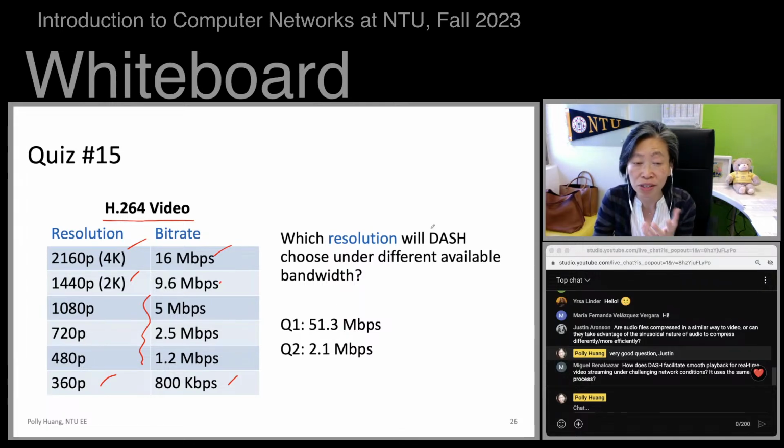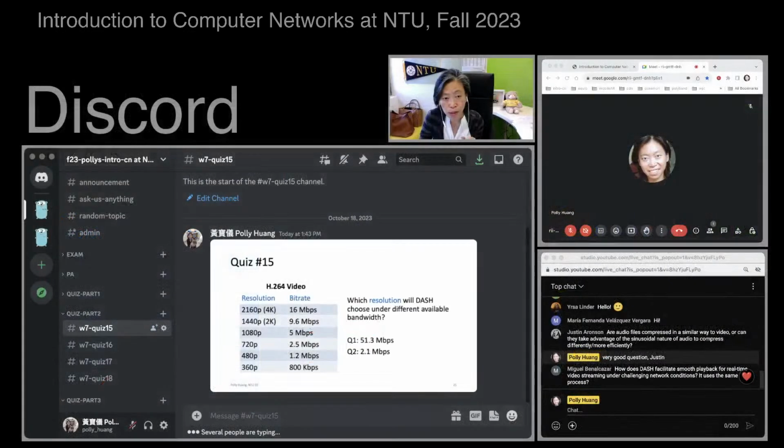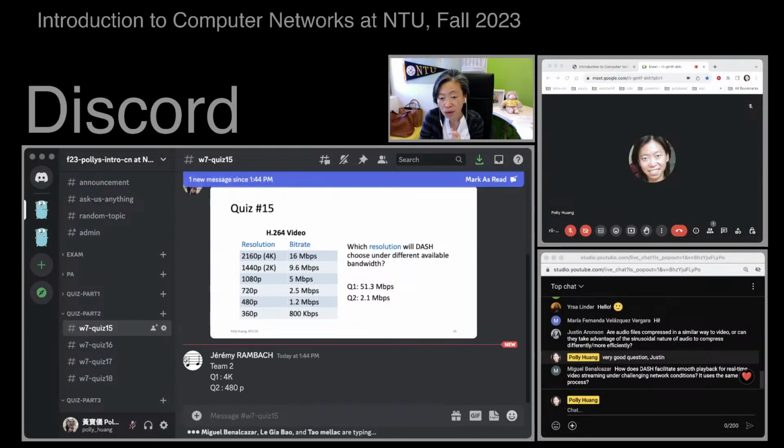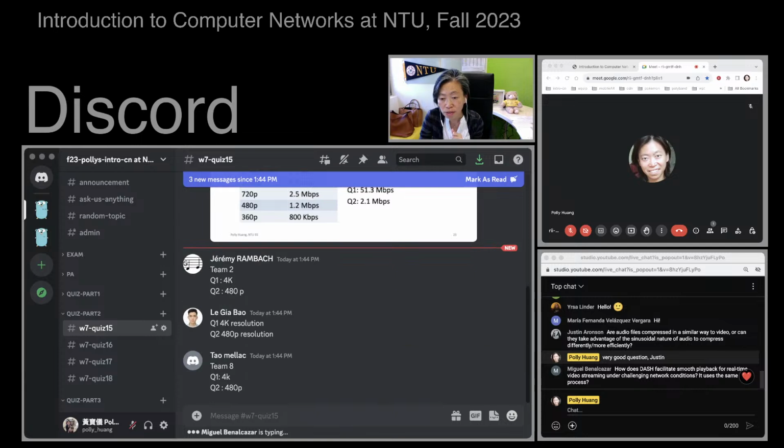So now, you being the DASH client, can you tell me which resolution video you would download in case the available bandwidth is 51.3 megabits per second? And which resolution in case you find the available bandwidth downstream is only 2.5 megabits per second? All right, let's go to the Discourse space. Guys, go to the W7 quiz 15 channel.